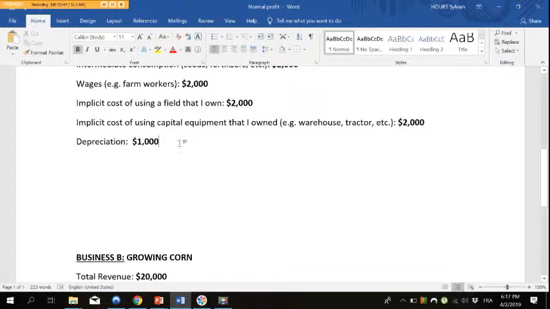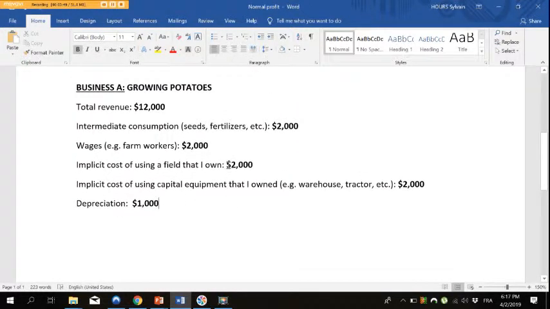Okay, so what we are going to do first is to compute the accounting profit for both businesses. So remember, the accounting profit is just the difference between total revenue and total explicit cost and depreciation. So total revenue is right here.